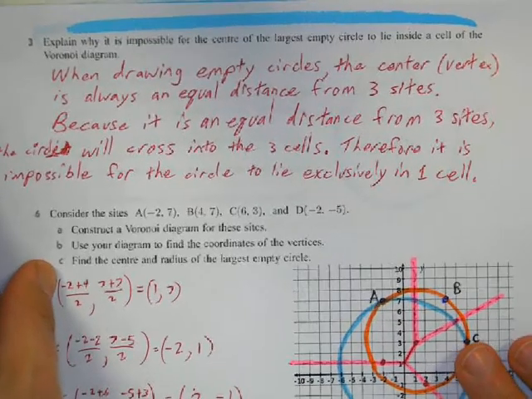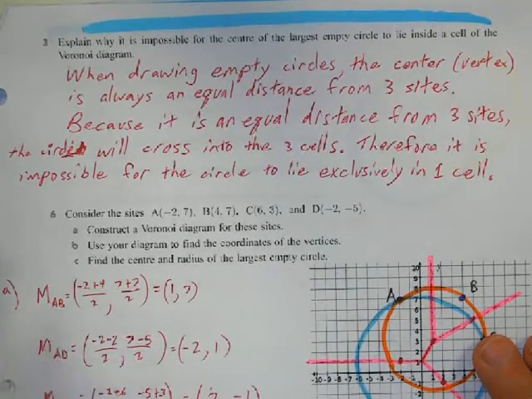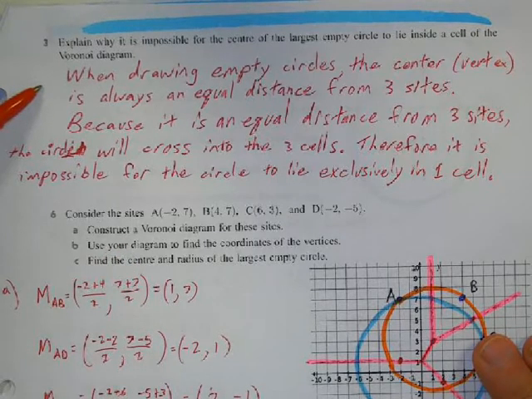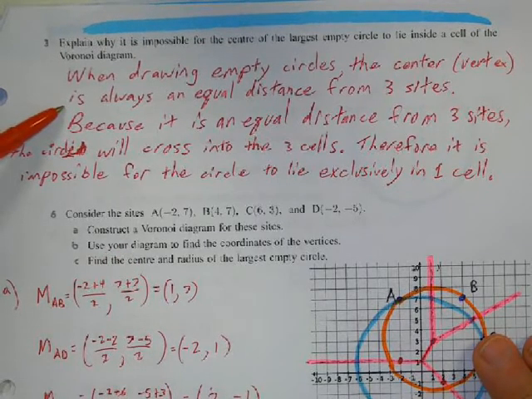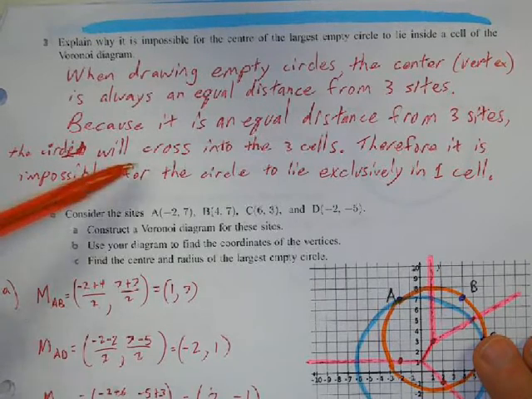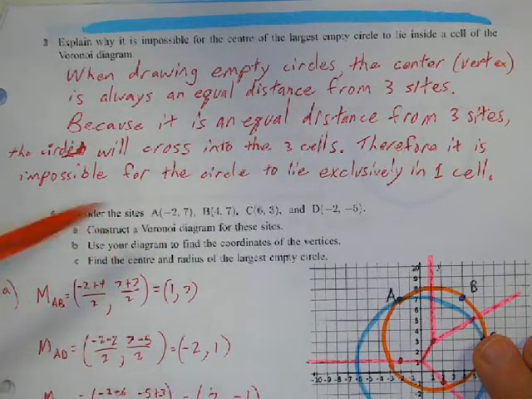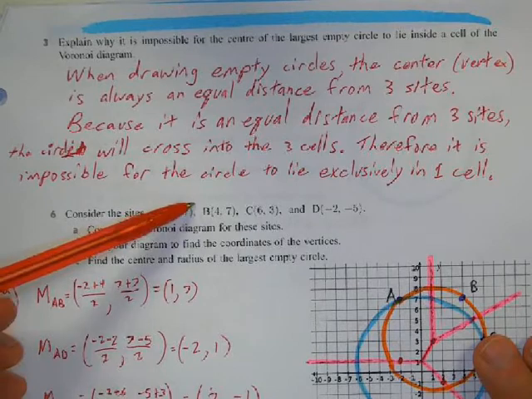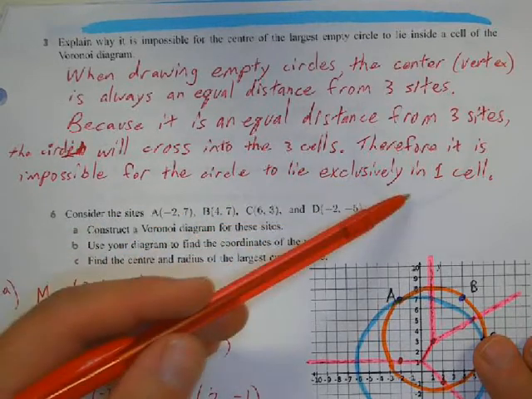You may want to hit pause to look at this definition. I'm going to read it out loud. So when drawing empty circles, the center of the vertex is always equal to the distance away from 3 sites. So because it is an equal distance away from the 3 sites, the circle will cross into the 3 cells. Therefore, it is impossible for the circle to lie in exclusively one cell.